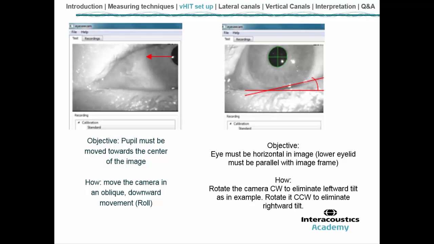Next, what we need to do is to make sure that the lower eyelid is horizontal with the image frame. What we can see in this image is that this is not in line with the horizontal lower image and we're drifting up. Ideally what we'd like to see is this lower lid looking very flat and straight. And the way to correct that is to turn the camera clockwise to eliminate leftwards tilt and counterclockwise to eliminate rightwards tilt. We can see in this example we have leftwards tilt and therefore we would rotate the camera clockwise.